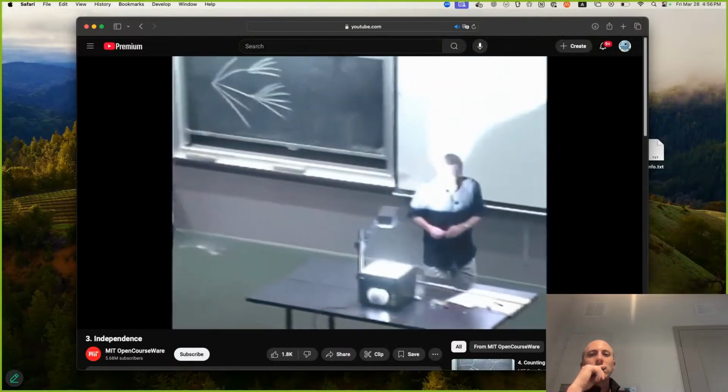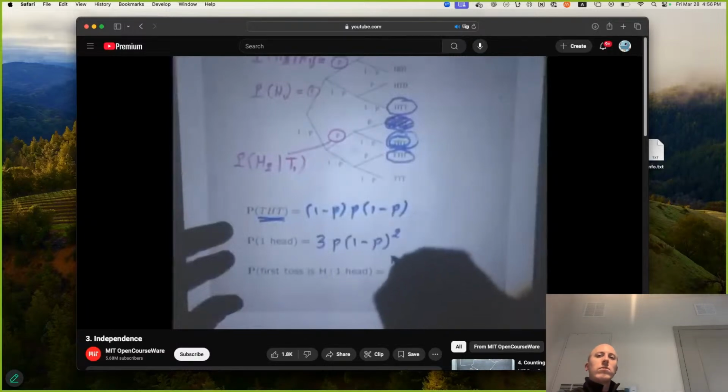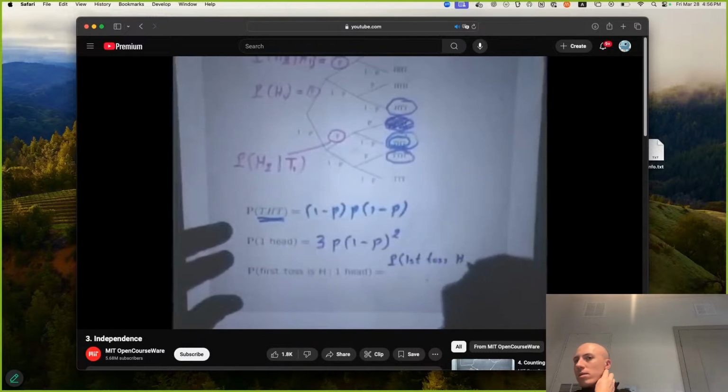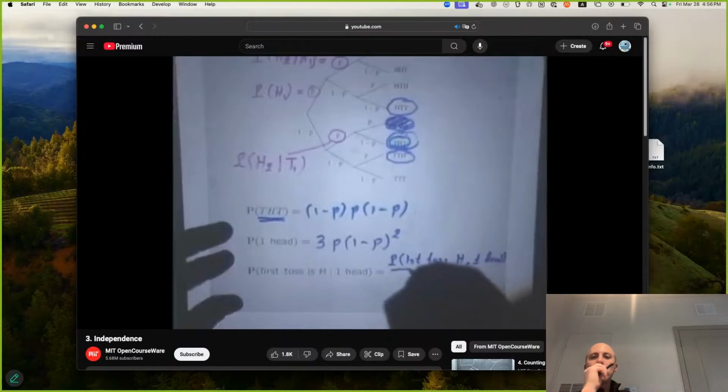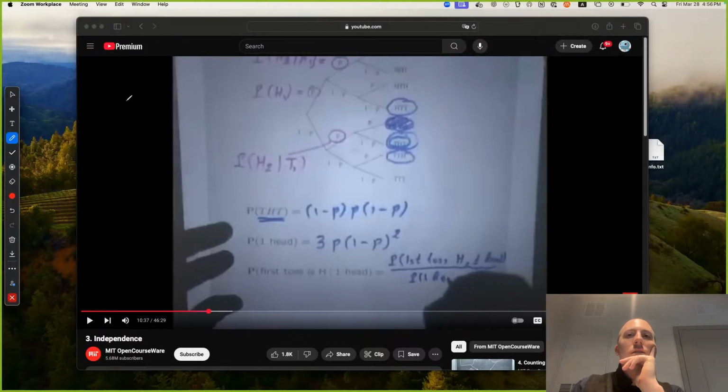Let's check our intuition using the definitions. The definition of conditional probability tells us the conditional probability is the probability of both things happening, first toss is heads and we have exactly one head, divided by the probability of one head. So this is the intersection of those two events.